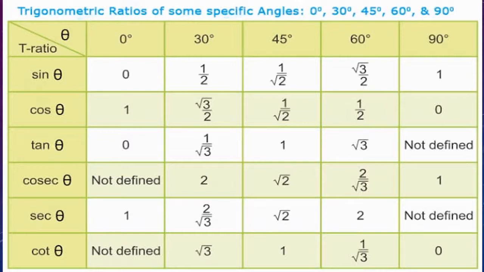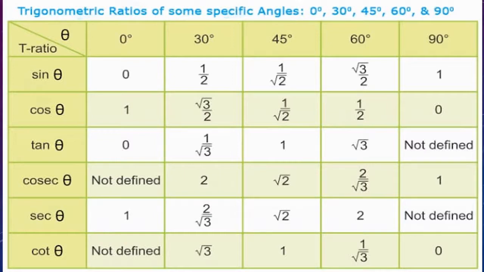So sin 0 degree is 0, sin 30 degree is 1 upon 2, sin 45 degree is 1 upon root 2, sin 60 degree is root 3 upon 2 and sin 90 degree is 1. Now cos 0 degree is equal to 1, cos 30 degree is root 3 upon 2, cos 45 degree is 1 upon root 2, cos 60 degree is 1 upon 2 and cos 90 degree is 0.